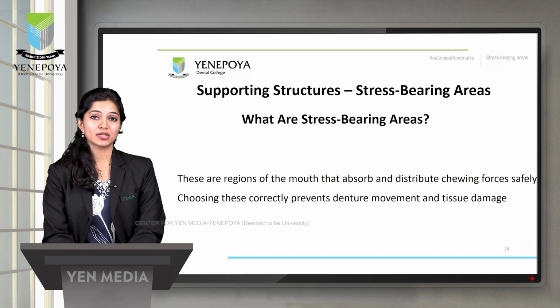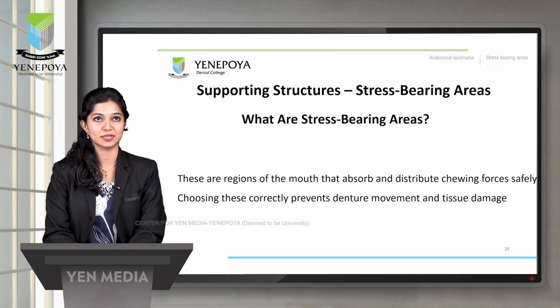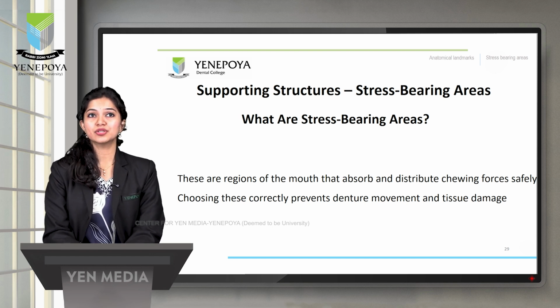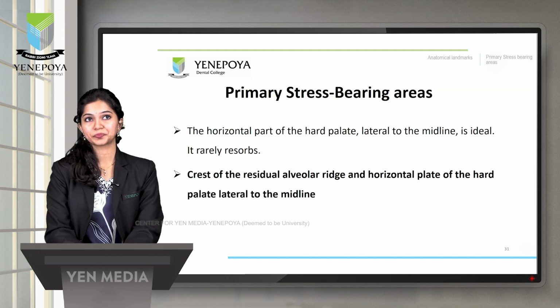I told you all in supporting structures we have primary and secondary stress bearing areas, or supporting structures are also called the stress bearing areas. These are the regions of the mouth that absorb and distribute chewing forces safely. Choosing this correctly prevents denture movement and tissue damage. Key properties of stress bearing zones: the best areas are covered with thick firm mucosa overlying dense well mineralized bone.